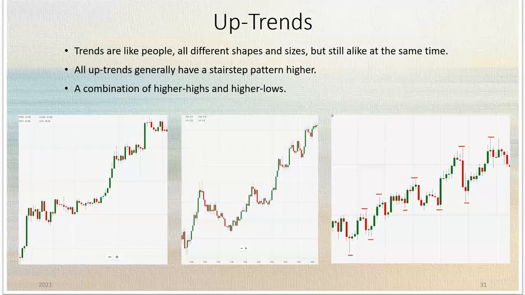Uptrends. Trends are like people, all different shapes and sizes, but still alike at the same time. All uptrends generally have a stair-step pattern higher, a combination of higher highs and higher lows. So here you see a few examples. It's pretty easy to see and understand. An uptrend is lower down here to the left and higher up here to the right. And you can see how the stair-step pattern works. There are points where it goes straight up, but that's not typical.